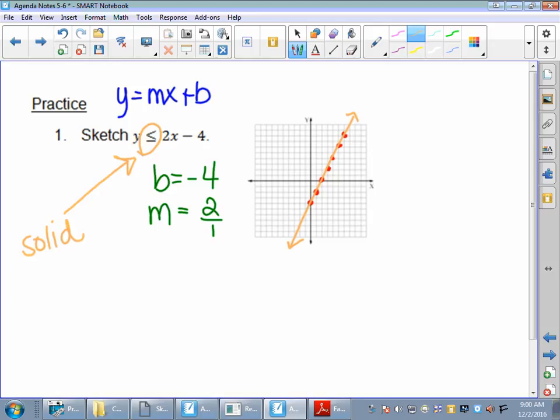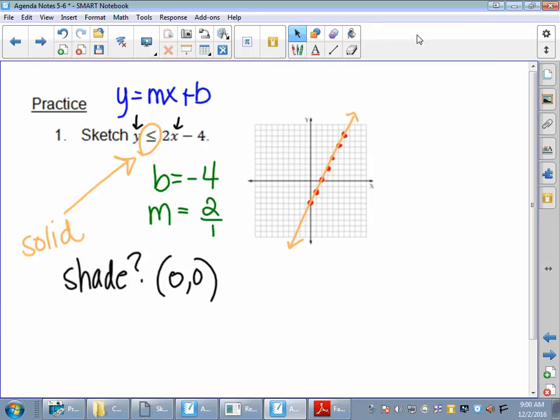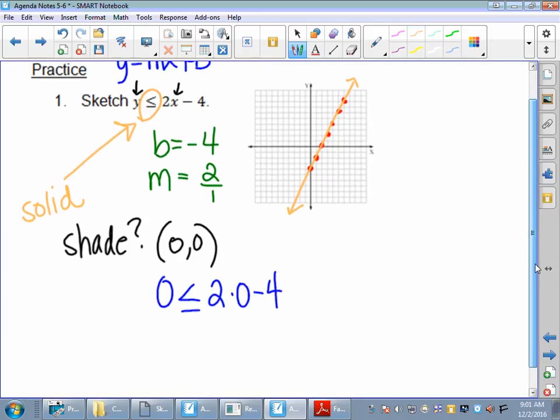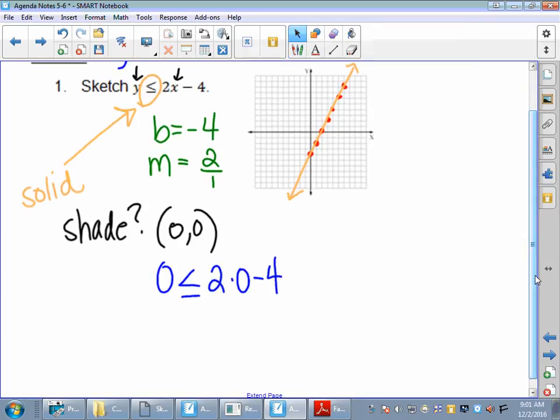Before I walk away, I also need to look at the shading. Is 0, 0 on the graph? It's not, right? 0, 0 is sitting over here on the left-hand side of that graph, so we're good to go. So I'm going to go back into my original equation. I'm going to put a 0 in for x and a 0 in for y. So 0 is less than or equal to 2 times 0 minus 4. So what's 2 times 0 minus 4? 0 is less than or equal to negative 4.